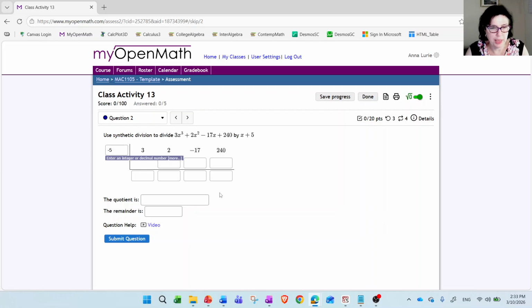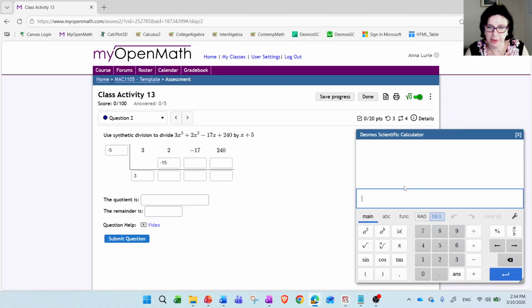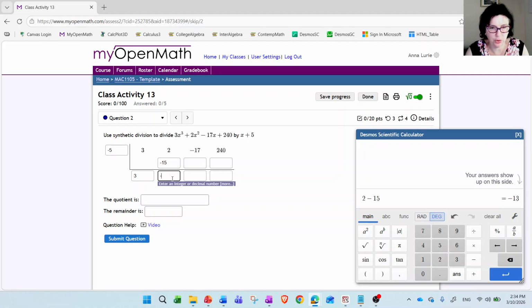Okay. The next thing we're going to do is just bring that 3 down over here. And then we're going to multiply the 3 we got by the number in the box. So 3 times negative 5, that's negative 15, which we're going to put over here. Next, we're going to add these two. Okay, so let me just open the calculator on the side. So it's going to be 2 minus 15, that's negative 13. That goes here.